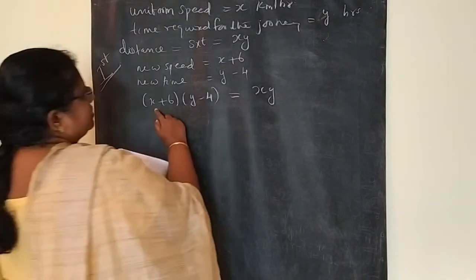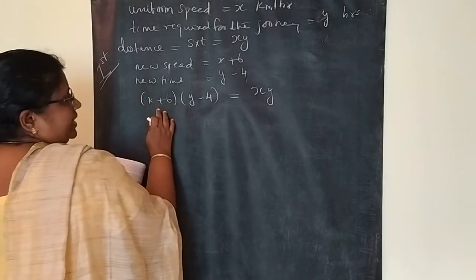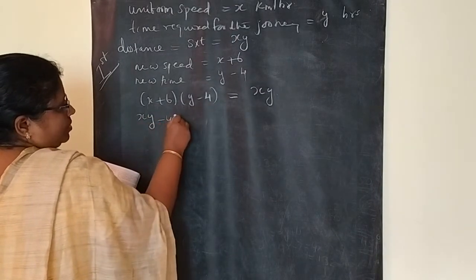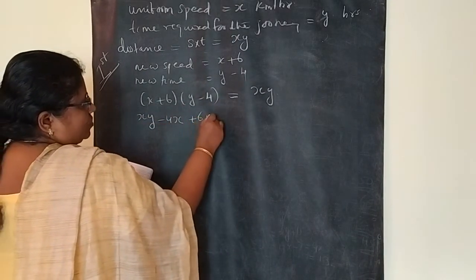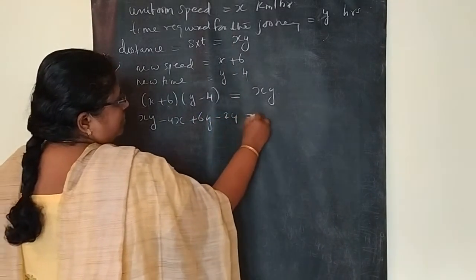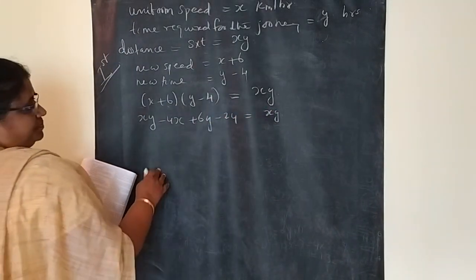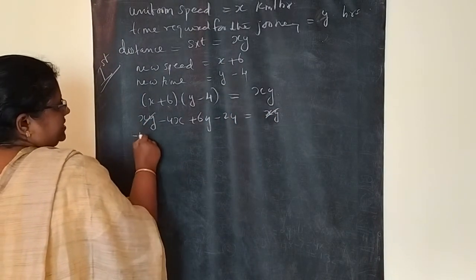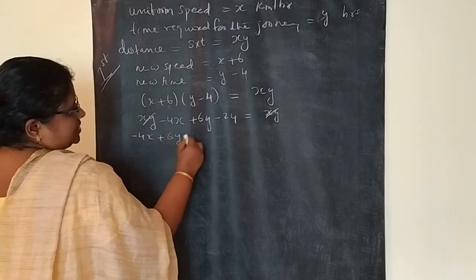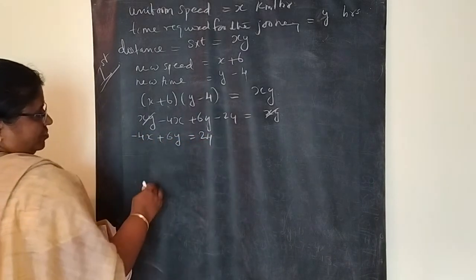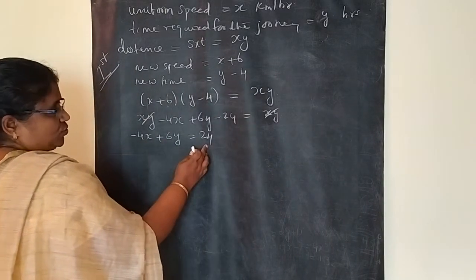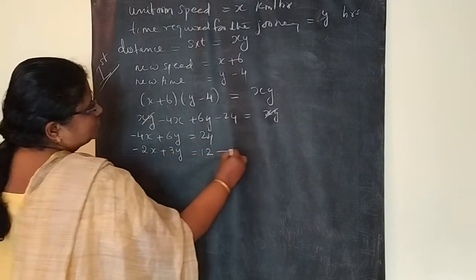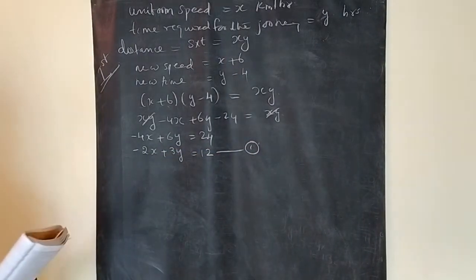Okay, so this is our first case. But this we can simplify. x into y, xy, x into minus 4 is minus 4x, plus 6y minus 24 is equal to xy. This xy and this xy we can cancel. Now we are getting minus 4x plus 6y is equal to 24. Here in all the terms 2 is common. So minus 2x plus 3y is equal to 12. This is our first equation.